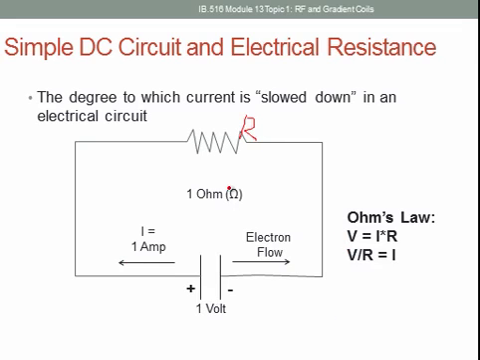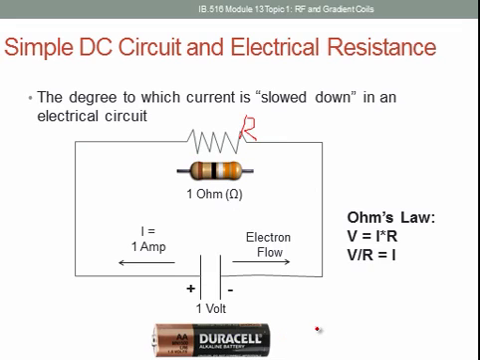And Ohm's law will tell you the voltage across the resistor based upon the current in the circuit and the resistance value. Or if you know the voltage and the resistance, you can figure out what the current is going to be. So here's a picture of a common resistor and a picture of a common battery. This could be any battery, it could be a car battery or a D-cell battery.